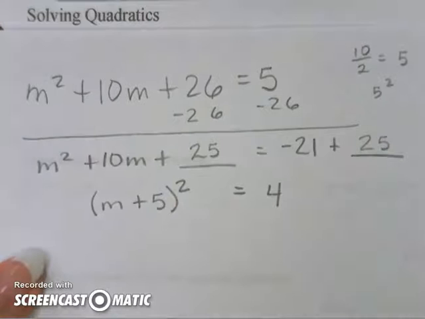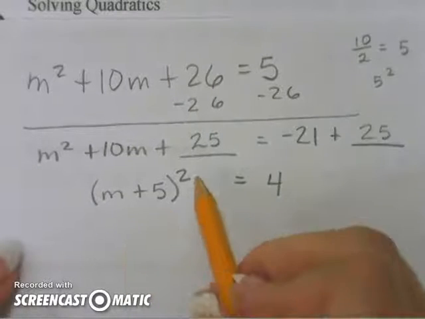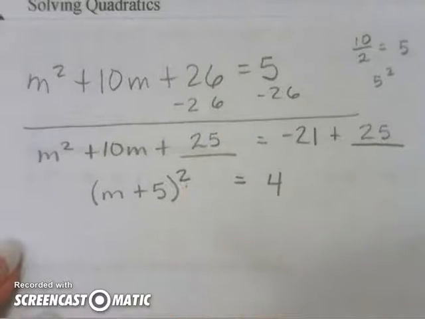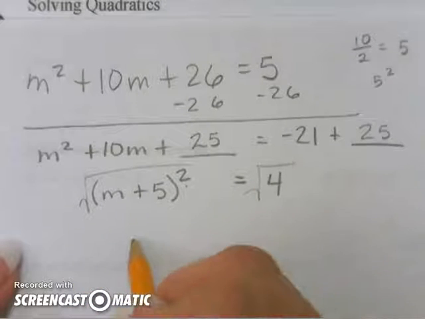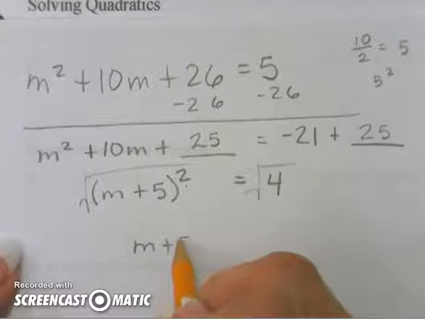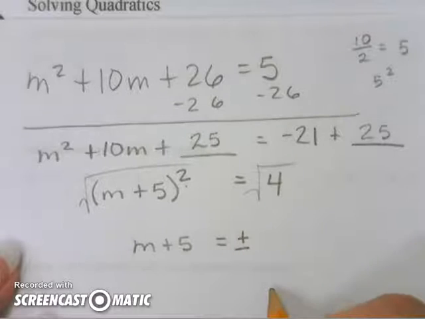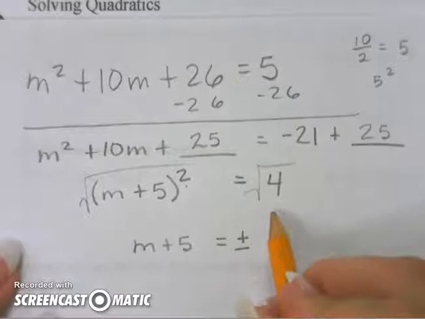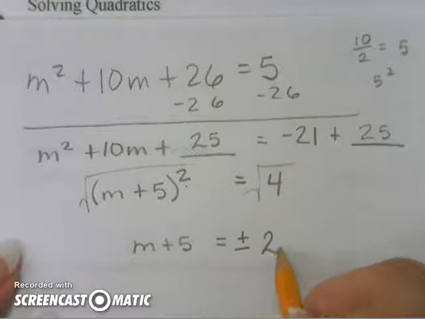Now I need to finish my problem. This is just like when I had a squared term. To get rid of the square, I need to do its reciprocal operation, which would be a square root. So this would leave me with m plus 5 is equal to, don't forget, plus or minus, the square root of 4. Well, the square root of 4 is 2.